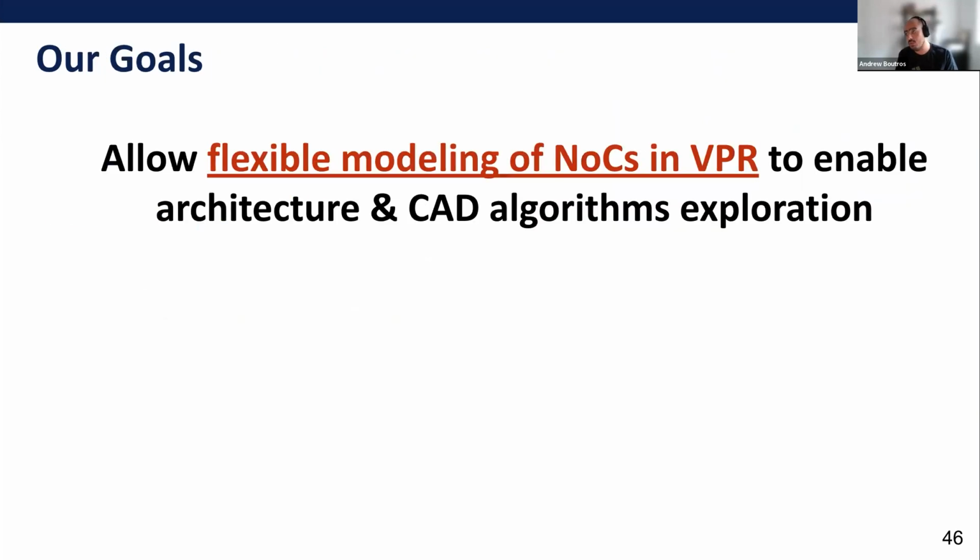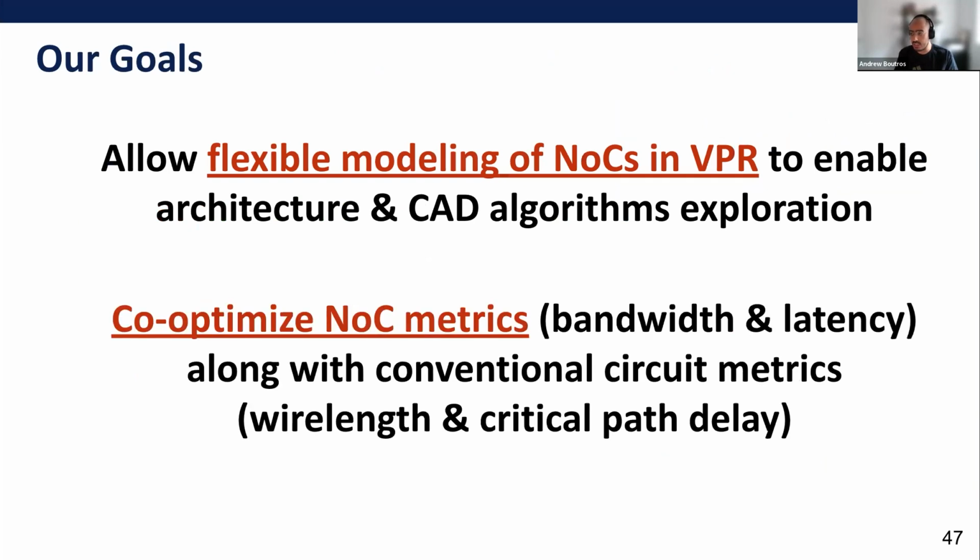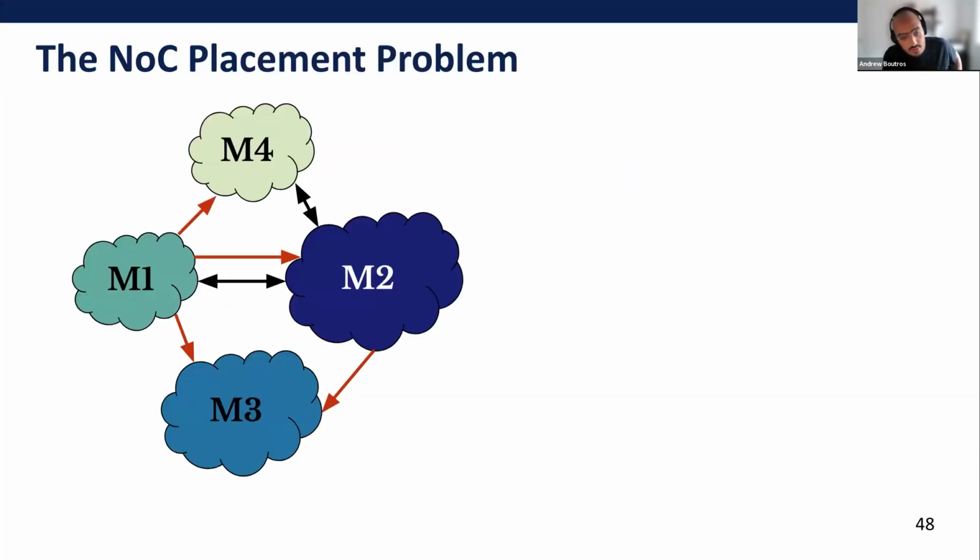And this is basically our goal. So we want to enable flexible modeling of NoCs in VPR to allow us to explore architectures that incorporate hard NoCs in them. And we also want to co-optimize the NoC metrics that I talked about, the bandwidth and latency, along with the conventional circuit metrics, such as wire length and critical path delay. So first, let me quickly explain to you what the NoC placement problem is, okay?